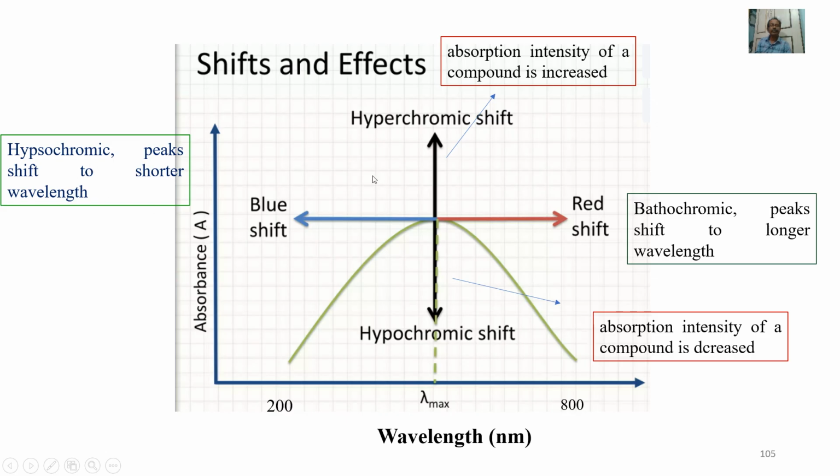And this line refers to hyperchromic shift. That means the absorption intensity increases. So absorption intensity of a compound is increased. And this refers to hypochromic shift, in which the absorption intensity decreases. So absorption intensity of a compound is decreased.